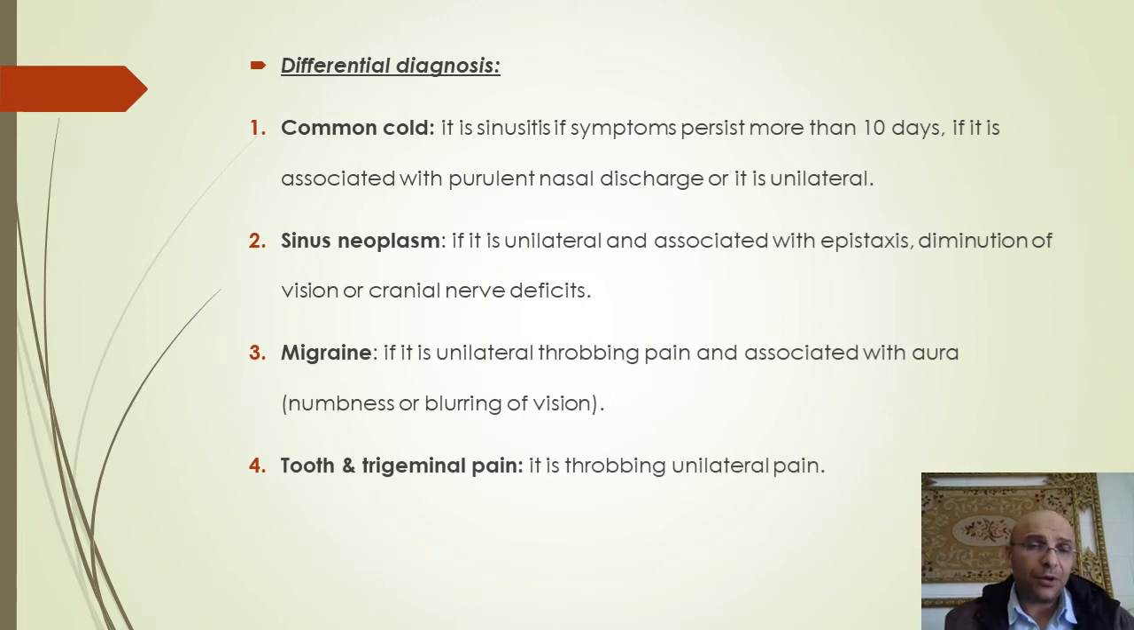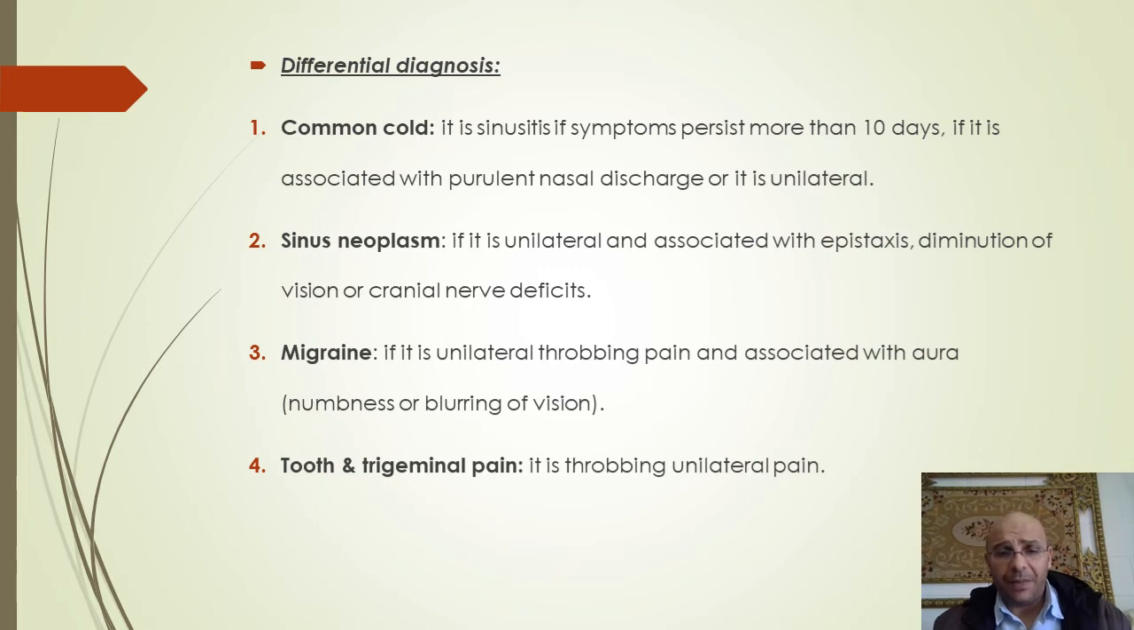Differential diagnosis of common cold. It is sinusitis if the symptoms persist more than 10 days, if it is associated with purulent nasal discharge, or if it is unilateral. Sinus neoplasm: unilateral, or associated with epistaxis, diminution of vision or cranial nerve defects. Migraine: unilateral throbbing pain associated with aura, numbness or blurring of vision, whatever the aura of the migraine.